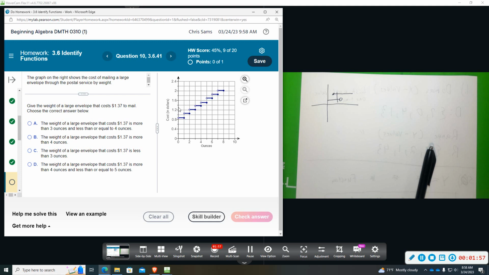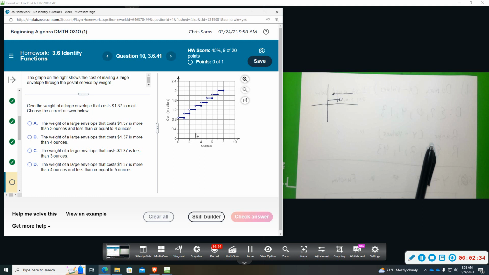This is 20. Looks like each line is 20, 40, 60. So it's going to be below here. So the weight, if it costs 137, looks like it needs to be somewhere between here. So the weight would be, I would say, between 3 and 4 ounces. The weight of a large envelope that costs 137 is more than 3 ounces, less than 4 ounces.